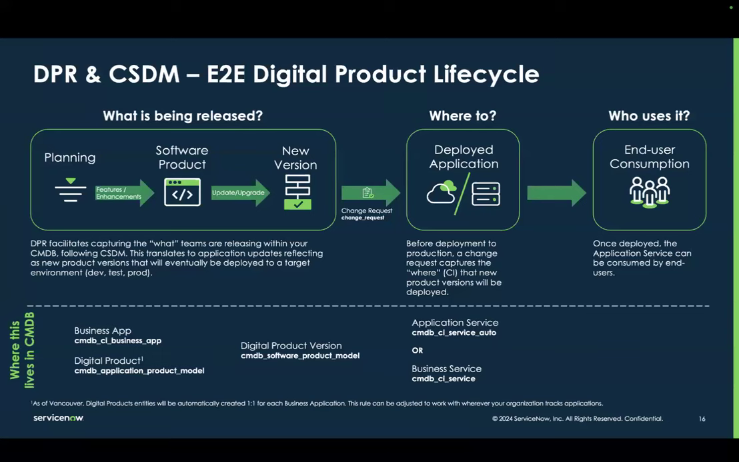So we'll get into the tables and how they relate in just a little bit, but just trying to keep the thread of business applications and the products themselves. That is the what. The version is really the more concrete, and it gets deployed somewhere to an app service, sometimes a business service, sometimes another CI that you have defined.